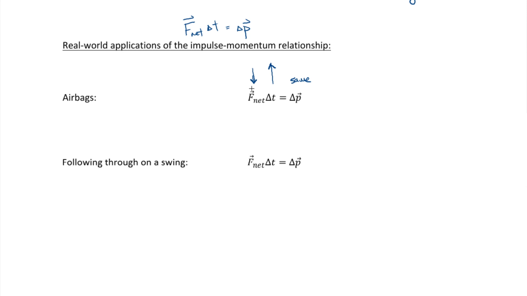Another application is following through on a swing, let's say a golf swing or a tennis swing. In that case, the force that you apply might be relatively fixed. But by increasing the amount of time over which you apply that force, you can increase the change in momentum that you give to the ball, therefore the change in velocity. So airbags and swing follow-throughs are two different examples of impulse-momentum relationship.